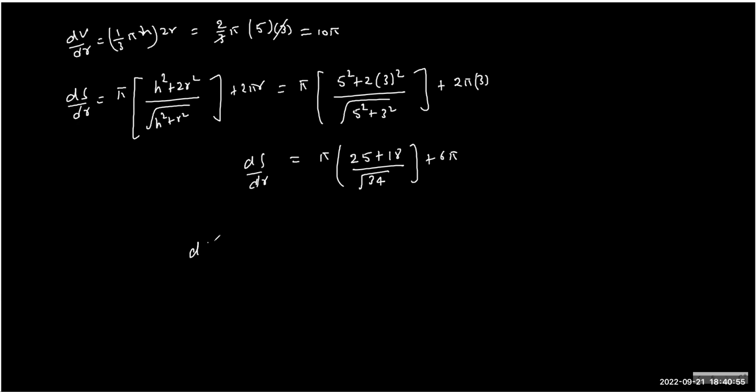So that is the problem with foreign authors. They really don't bother about the good values. We can attest 10 pi by 25 plus 18 is how much?